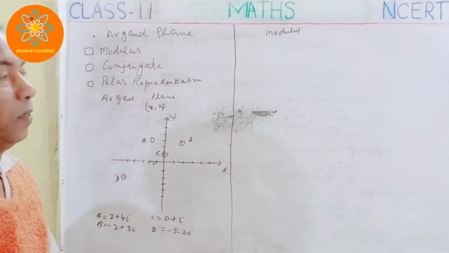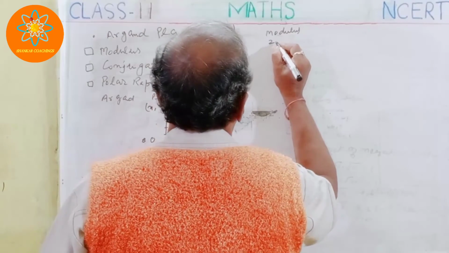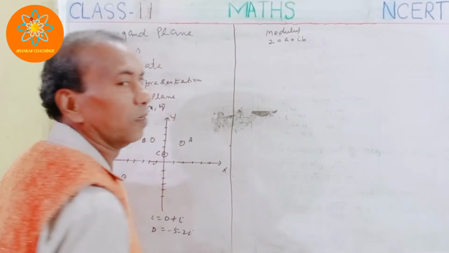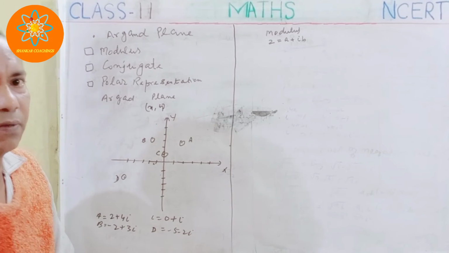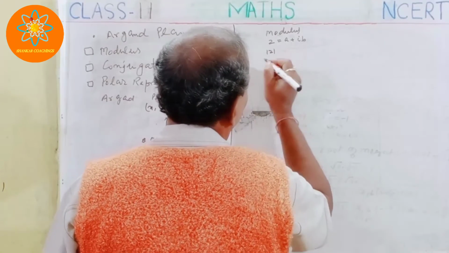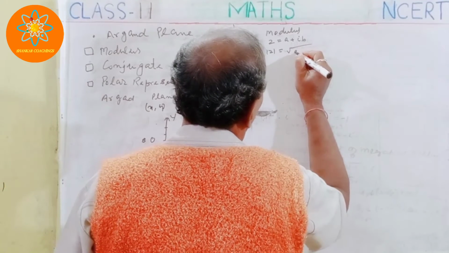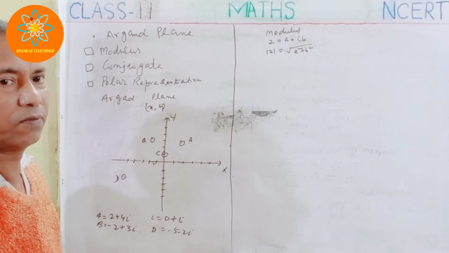Suppose you are given any complex number z equal to a plus ib. Then what is the modulus of z? The modulus is represented by this symbol, and it is equal to the square root of a square plus b square. This is the modulus of z.